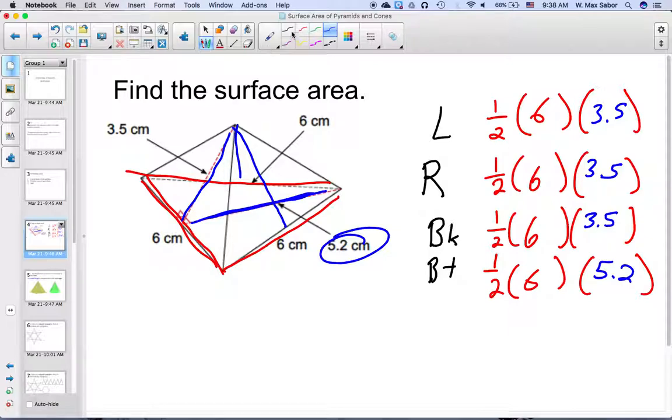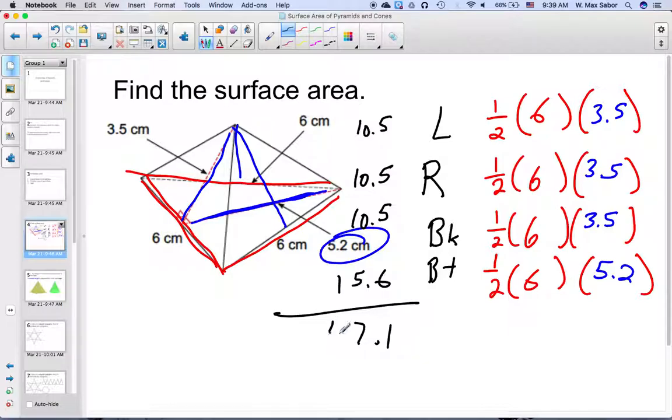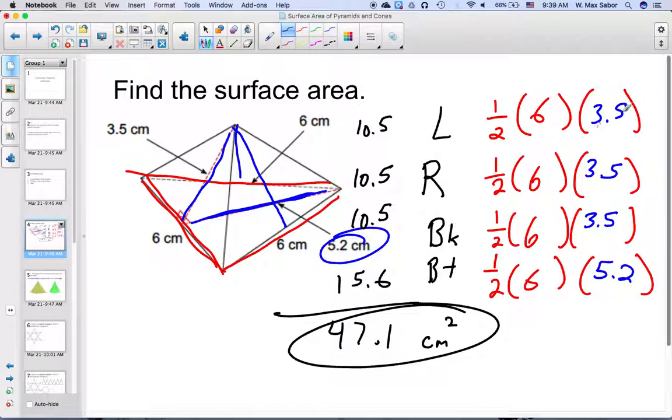Now we need to multiply all those together. We get 10.5, 10.5, 10.5, and 15.6. When we add these all up, we get 47.1 square centimeters. So that's the basic idea of how to find surface area. I found the area of each face and then added them all up.